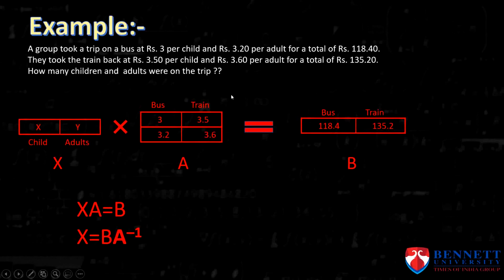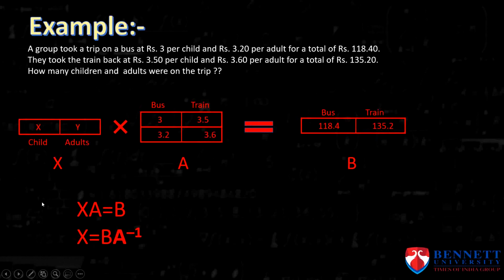So same, we can take the data and make two matrices, and need to find the third. We are given the rate and we are given the total. We need to find the number. So let's make a matrix of children and adults. This matrix is for children and adults, and then there's another matrix. This matrix is for the rate, this is for bus and this is for train, and the final is the total amount. So this should be the equation to find the number of children and adults.